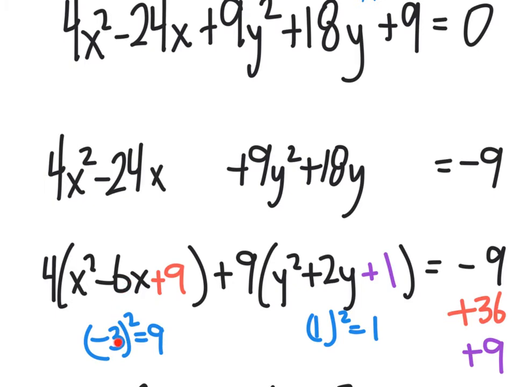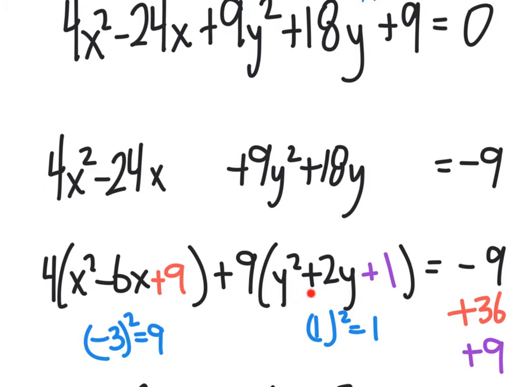Half of negative 6 is negative 3. We square it, we get 9. This is what we're adding inside the parentheses. However, because there is a 4 outside the parentheses, when the 4 is distributed, it was actually 36 that we added to this side of the equation. So on the right-hand side, I have added 36 to balance it out.